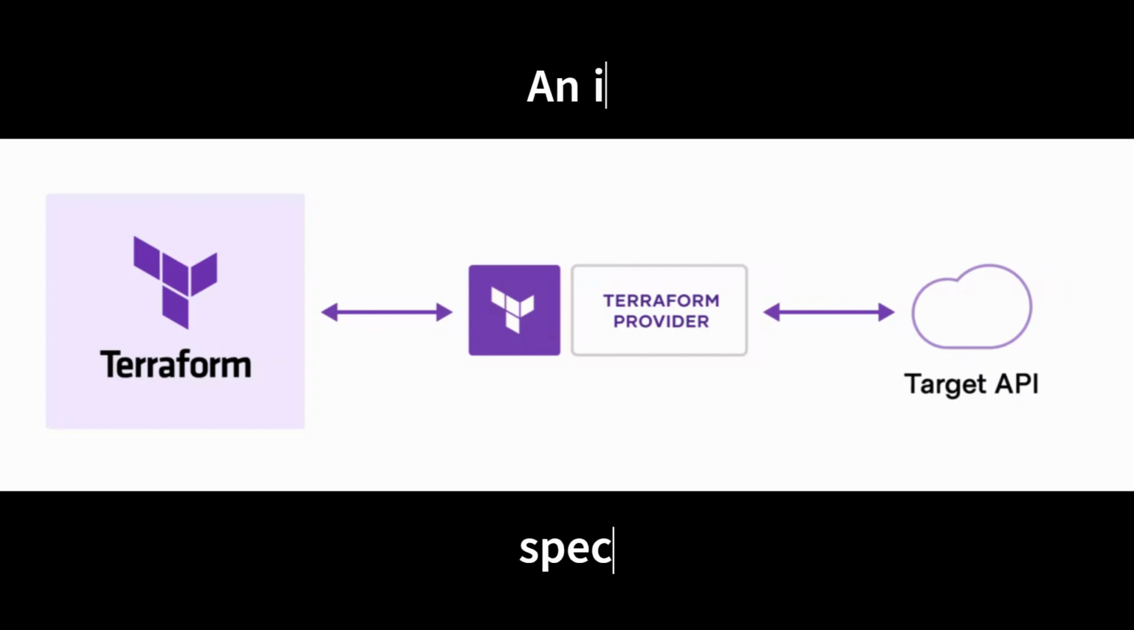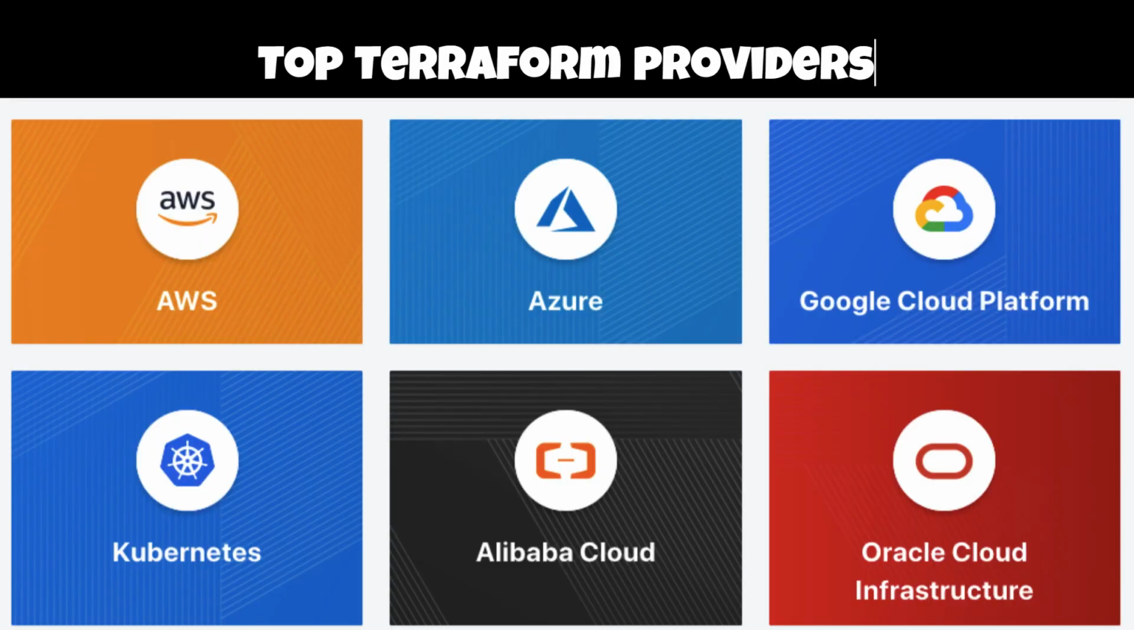When you write Terraform configuration files, you specify which provider you want to use for each resource. For example, if you're managing resources in Microsoft Azure, you would use the Azure provider. If you're working with Amazon Web Services, you would use the AWS provider.